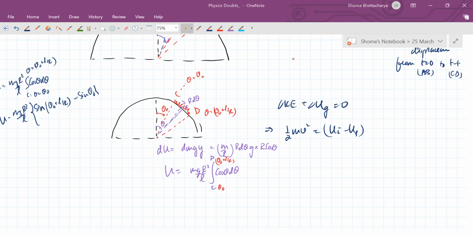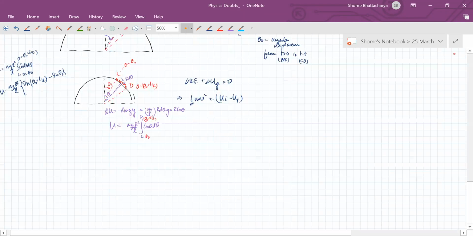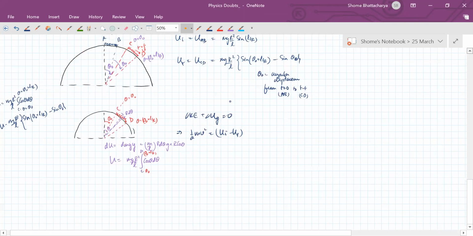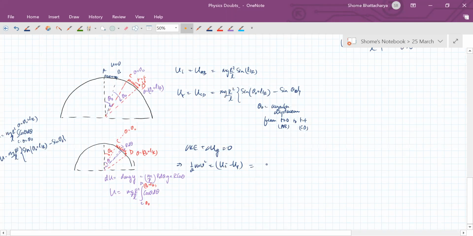So you do that and you apply work energy theorem. So you get this. You see this term, when you're subtracting these two, you end up getting something like this: sine L by R minus sine theta naught plus L by R plus sine theta naught, where theta naught is the angular displacement.